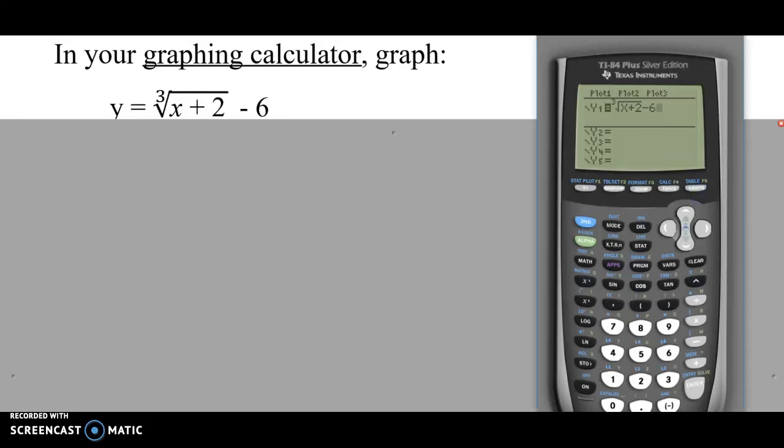What do you notice about the graph of a cube-root function? We already know this, but what does it look like? The shape. I don't really care where it moves. What is it? I told you, it's a crooked S. Looks like a crooked S or a snake. Okay, it moved to the left.